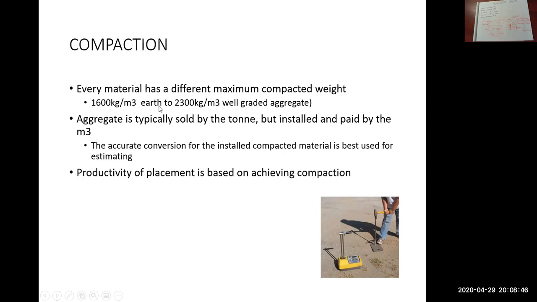So 1,600 for earth, so silts and clays. 2,300 for gravels, aggregate. Gravels are typically sold by the ton, but you install them by the cubic meter. So in your estimate, you're going to place 500 cubic meters of gravel, your crew is placing 50 cubic meters per hour, but you're going to buy 1,000 tons of that same gravel. So you purchase it by the ton and you place it by the cubic meter.